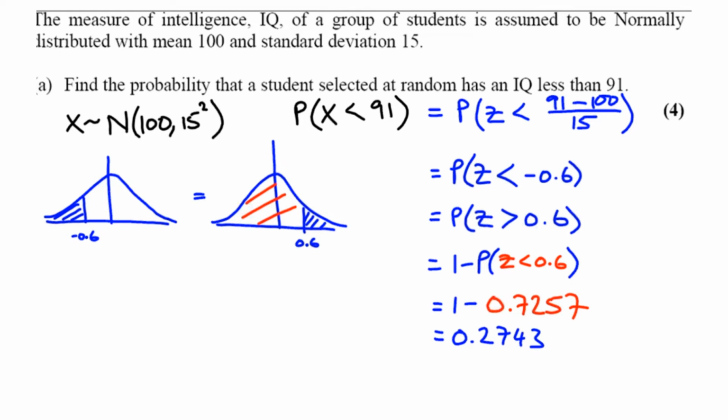All right, and the probability I'm looking for, 0.2743. Have a think, does it make sense? Yes, it's smaller than 50% like I anticipated to begin with. That's the value that I'm looking for.